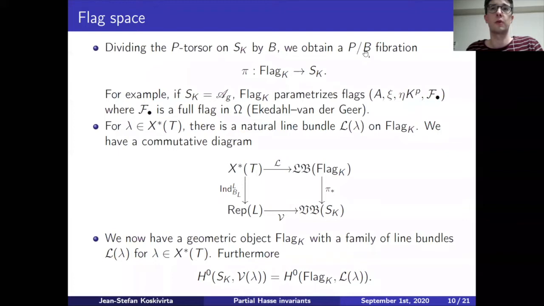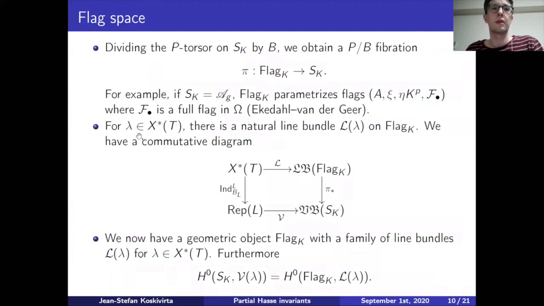So as an example, let's take the Siegel Shimura variety A_g, for some integer g. So in this case, we know that A_g parametrizes abelian varieties with some polarization. And in this case, Flag_K parametrizes abelian varieties with polarization and a level structure, but also endowed with a flag F. So F is a full flag in omega, in the Hodge filtration. So this flag space was introduced by Ekedahl and Van der Geer in the case of Siegel Shimura varieties. All right, but it exists in general.